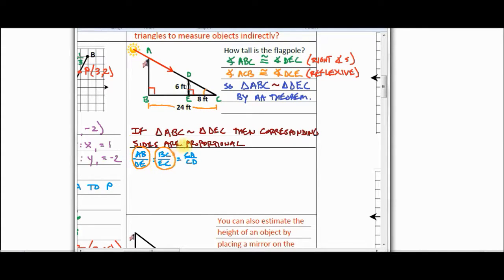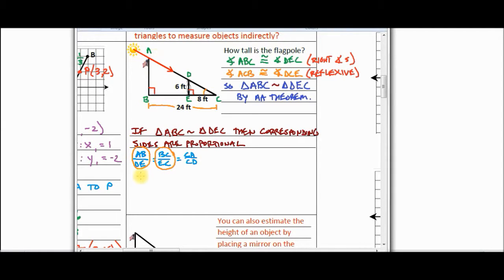Now, let's take a look at the third one just in case we could use that as well. CA, oh, we don't know the length of CA, so that one's out. We can't use that one. So we're going to use these two ratios to find the height of our flagpole. All right, so let's find out.